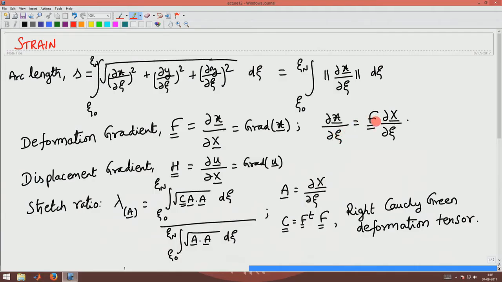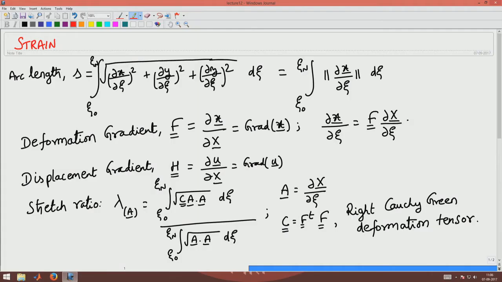In particular, we saw that dou x by dou psi is related to dou capital X by dou psi through the deformation gradient, where capital X is the coordinates of the material particle in the reference configuration and small x is the coordinates of the material particle in the current configuration. Okay. Or it is the position vector of the particles in the reference configuration and it is the position vector of the particles in the current configuration.